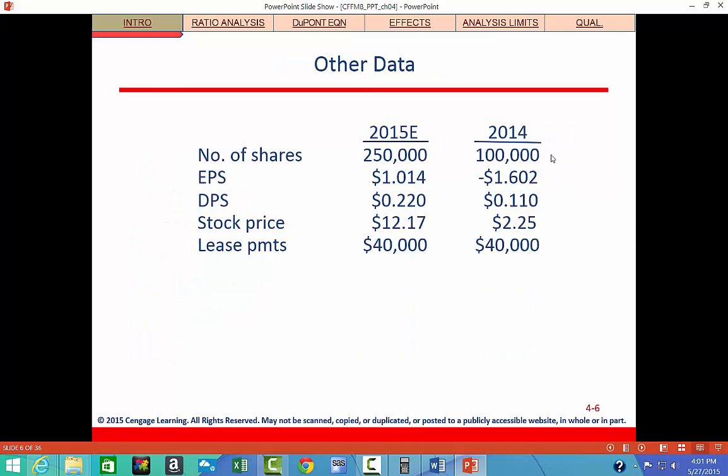And then we have other data. Remember, they had 100,000 shares outstanding in 2014, and now they've issued 150,000 more shares, because they have a lot of common shares outstanding and common equity on their balance sheet. Their earnings per share is expected to improve from a negative to a positive. They expect to increase their dividends back to 22 cents for the year. And their stock price, they estimate it's going to go up to $12.17 from $2.25, which may be pretty unrealistic. And then they've kept their lease payments the same.